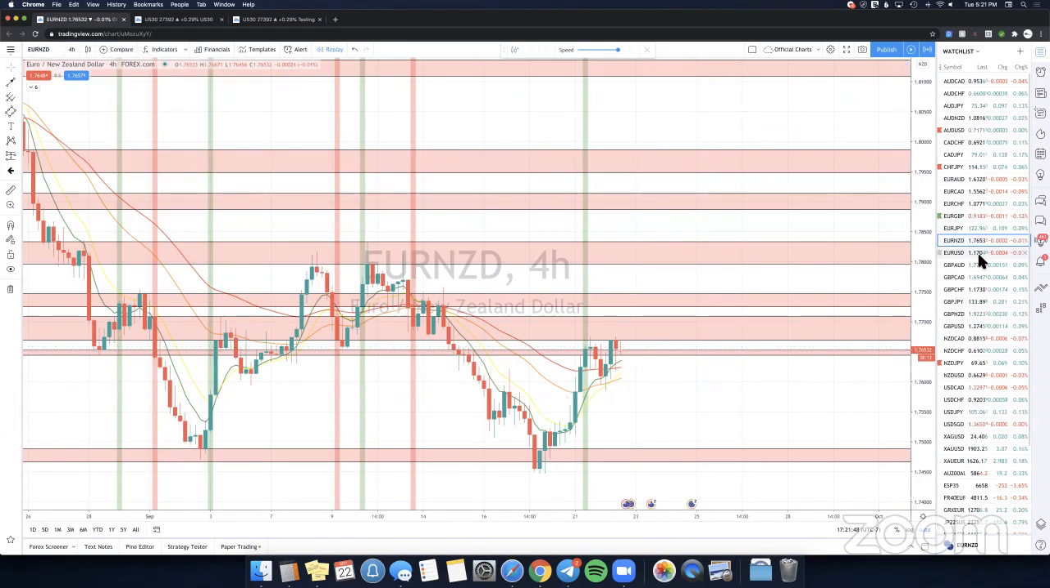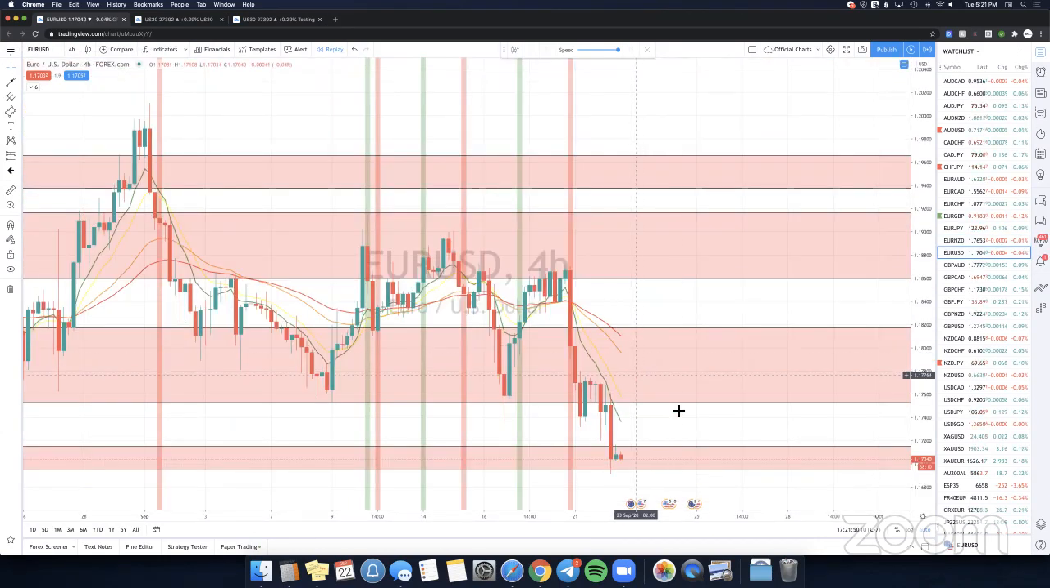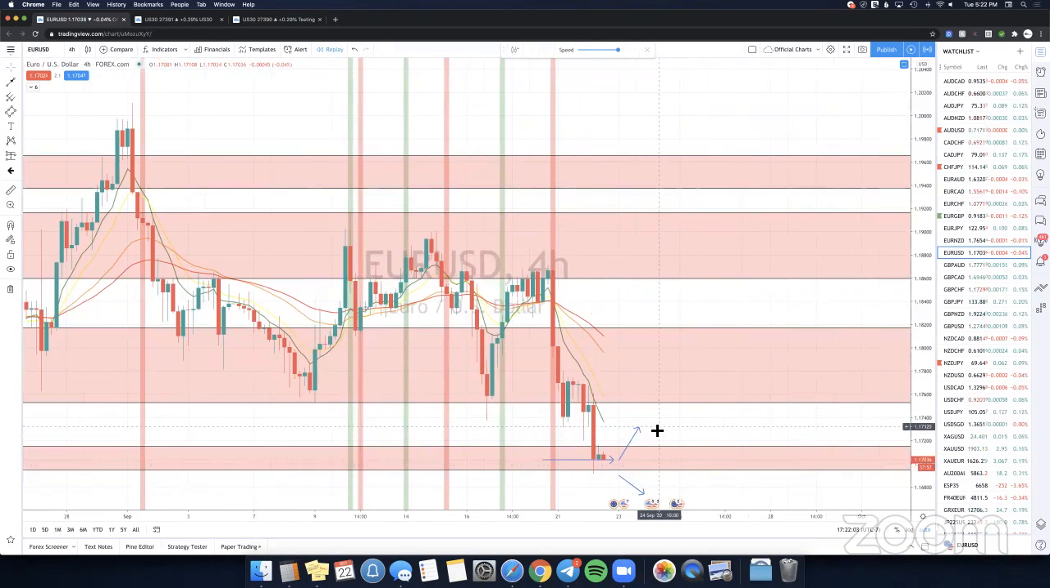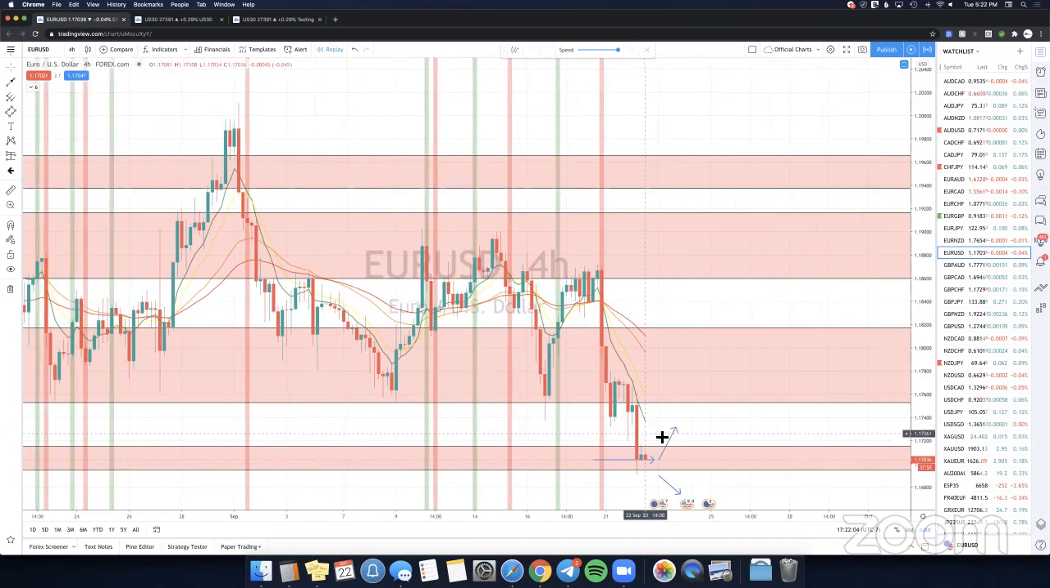Let's see what we got next. Euro USD, same situation right here. It's stuck within this zone right here. So it's either going to break above or break below, so I'd have to wait for that to happen.